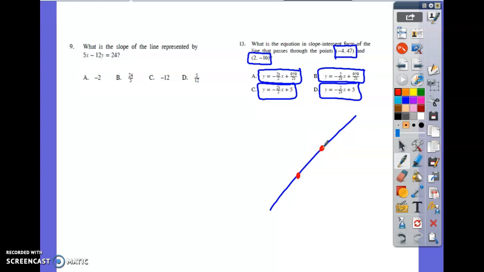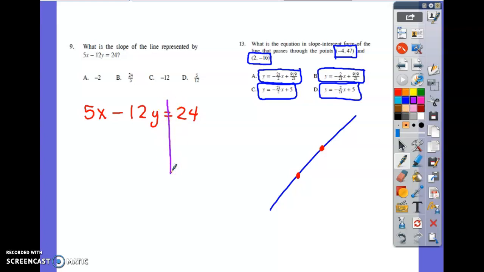So you need to add the points in decimals, add all the equations in decimals, and see which one goes through both points. Okay? So you guys are going to do that by yourself in just a little bit. This one. This is the one where you have to solve.